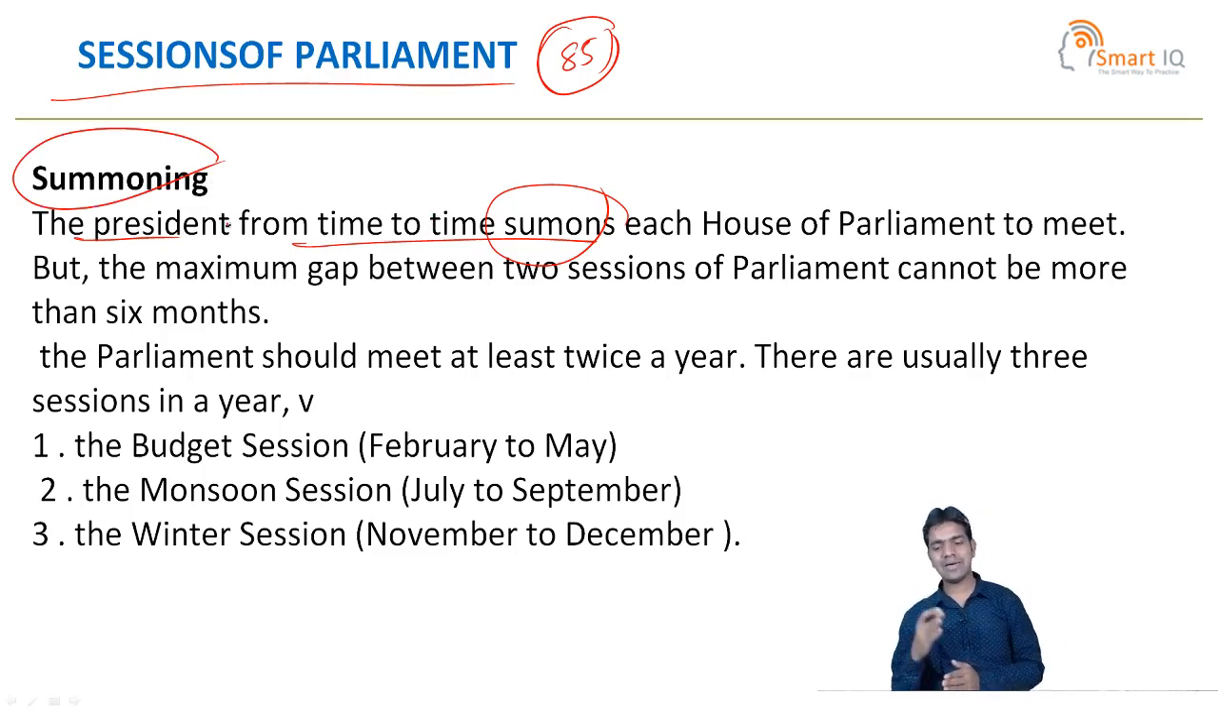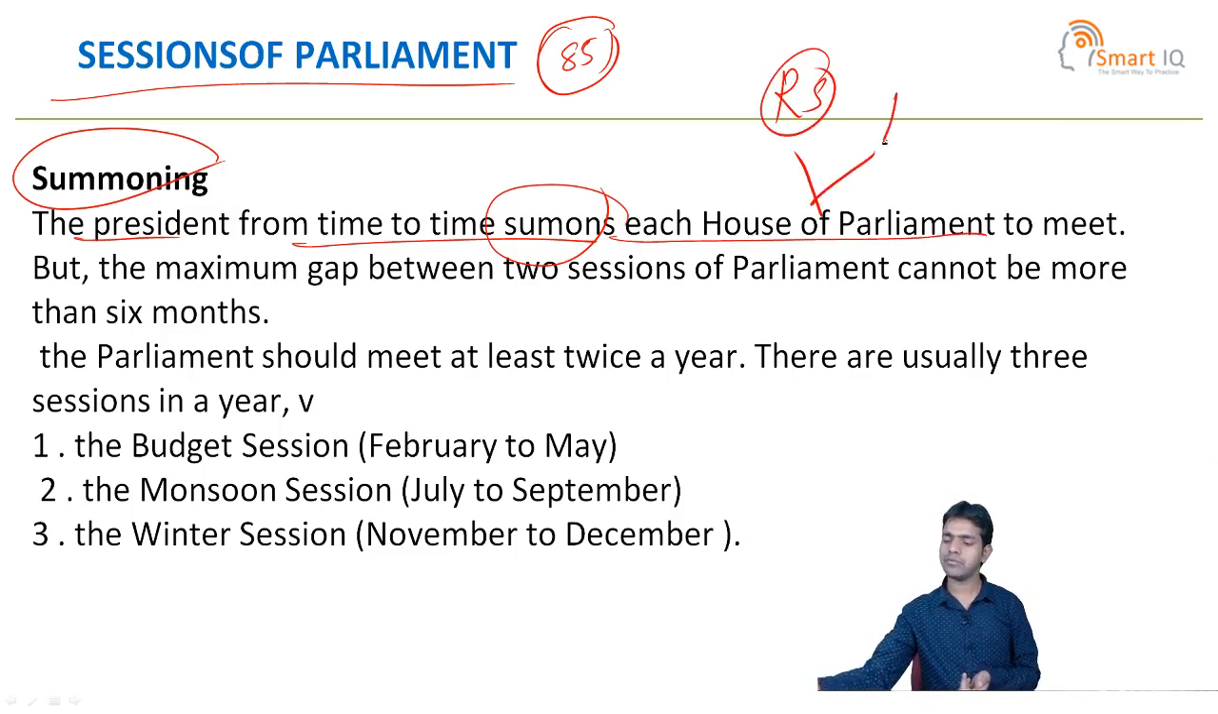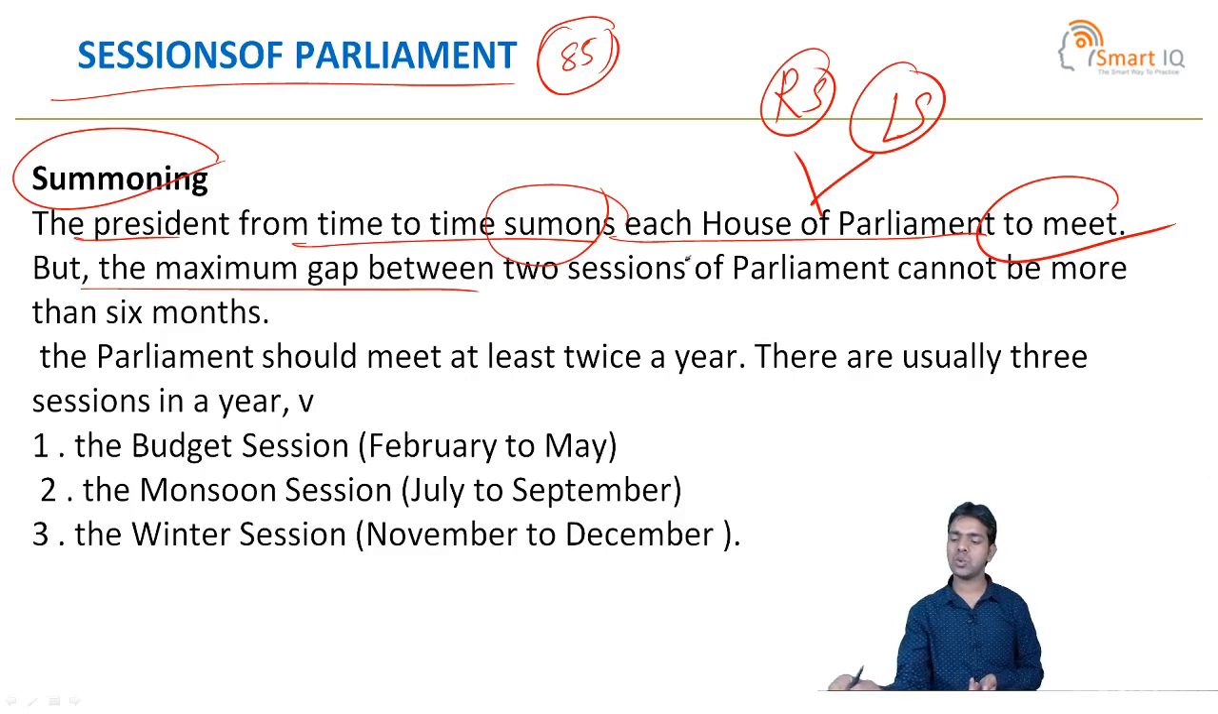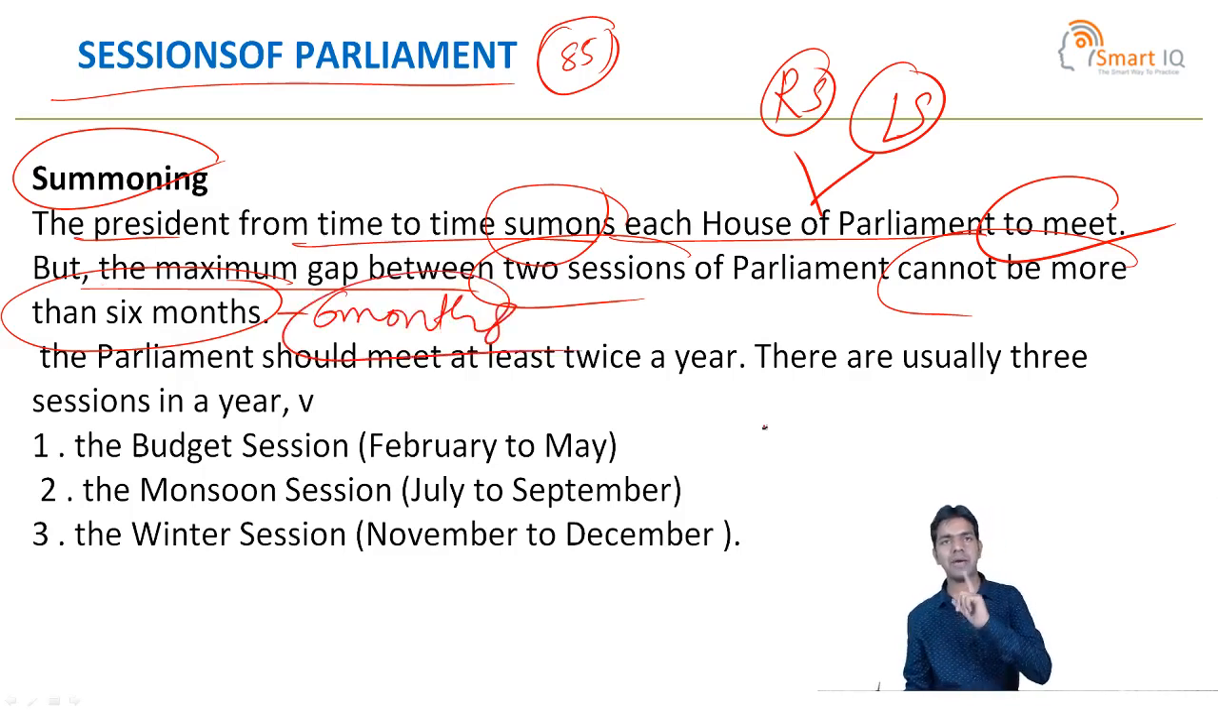The president from time to time summons each house of the parliament, that is Rajya Sabha and Lok Sabha, to meet. But the maximum gap between the two sessions of the parliament cannot be more than 6 months. Very, very important. Within 6 months, the parliament has to hold a session.